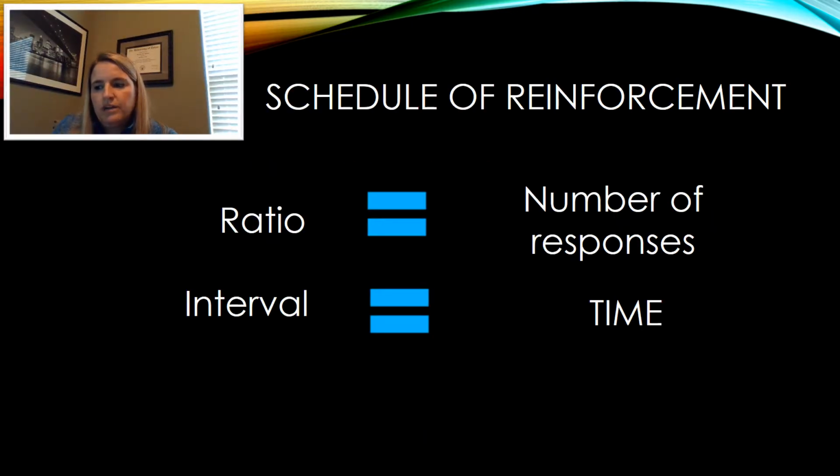Skinner also pioneered the concept of schedules of reinforcement. When we talk about schedules of reinforcement, ratio means behavior, as in how many times the individual must respond with the desired behavior in order to get a reinforcement. Interval means time, as in how long the individual must wait between reinforcements.